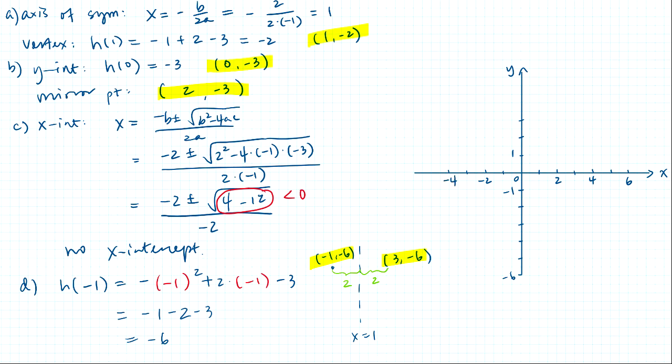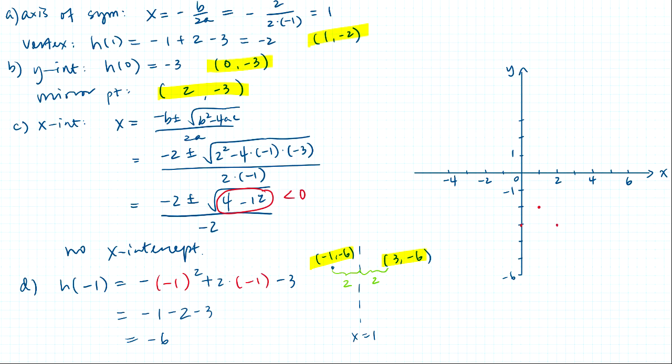The first point we get is 1, -2. So 1, -2 will be over here. That's going to be the vertex. And we also notice there's no x-intercept. That's actually a quick way for us to see this graph is going to be opening downward. And then for the y-intercept, we have 0, -3. And its mirror point will be 2, -3, right over here.